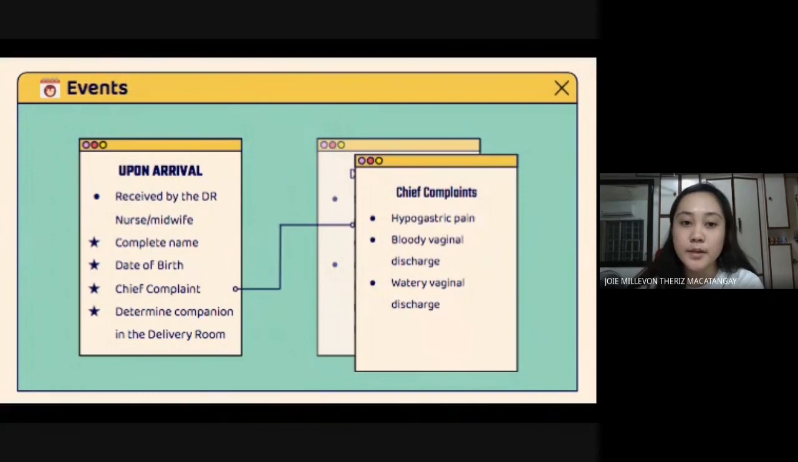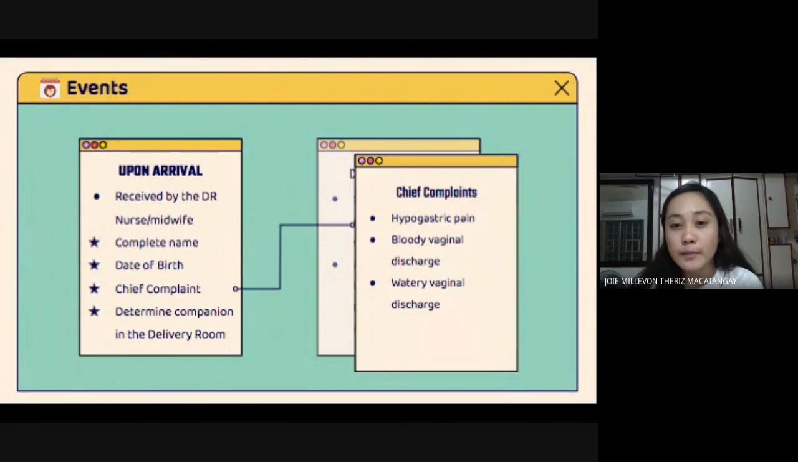So next po is for chief complaints. Yun po yung complaint po kung bakit po kayo nagpunta sa hospital. So kung pregnant woman po kayo, pwede niyo po maranasan ng chief complaints na hypogastric pain, bloody vaginal discharge, and watery vaginal discharge. Yung hypogastric pain po is a sign po of true labor, which was discussed earlier. And it is the active phase of the first stage of labor.